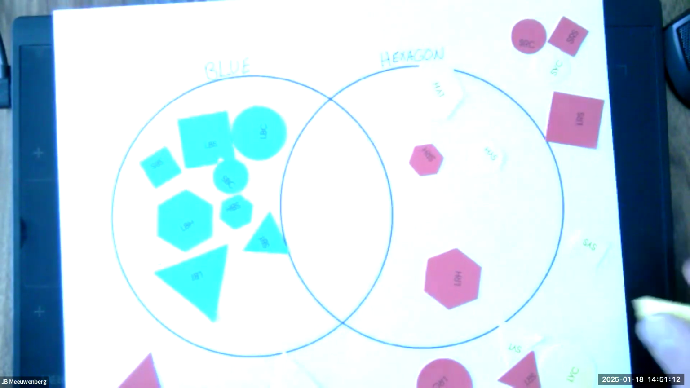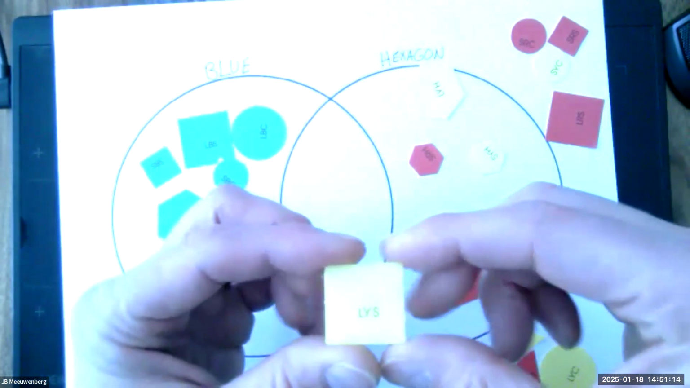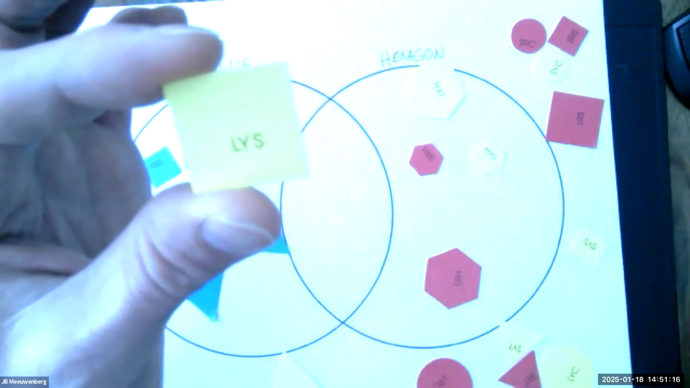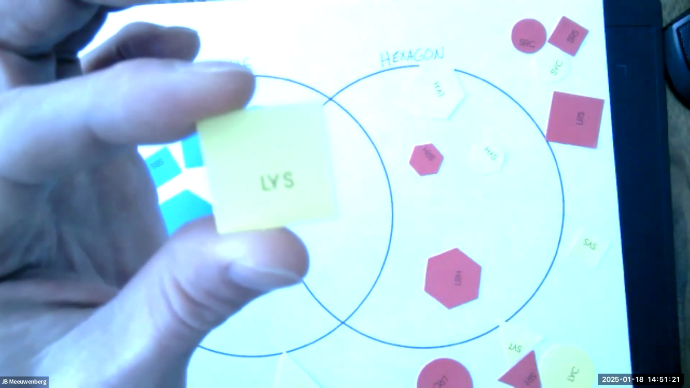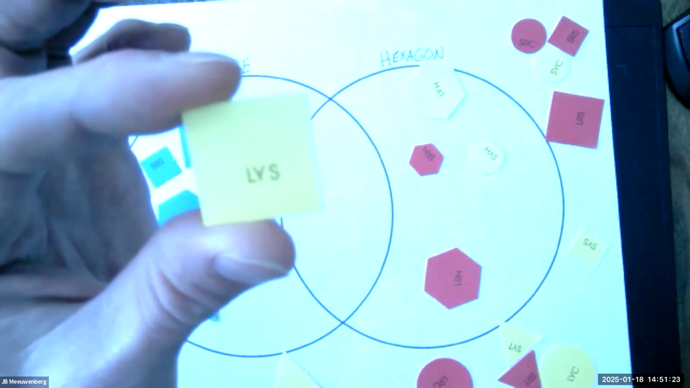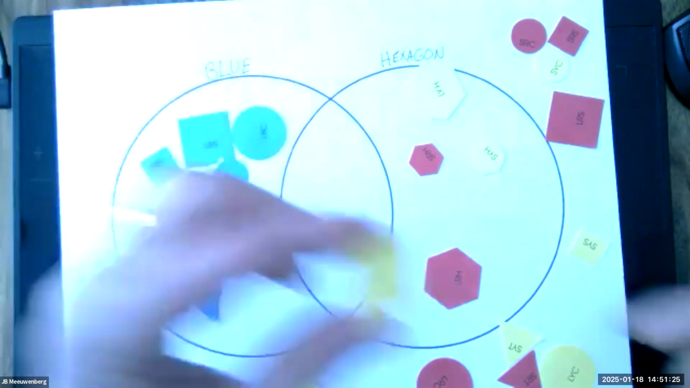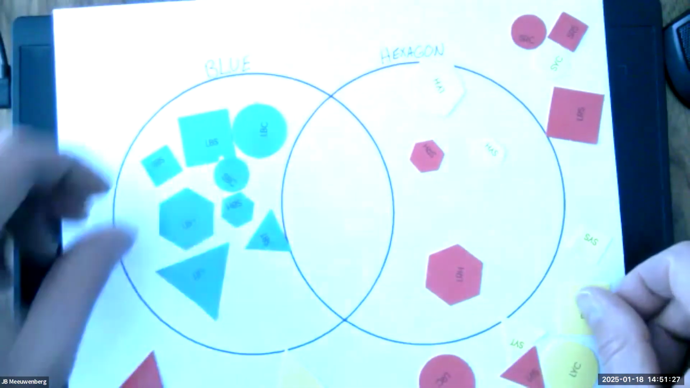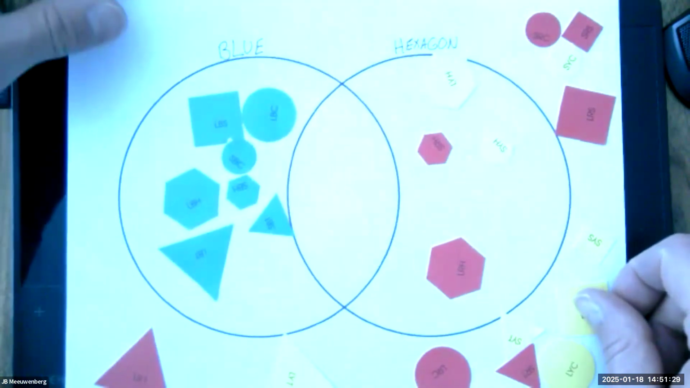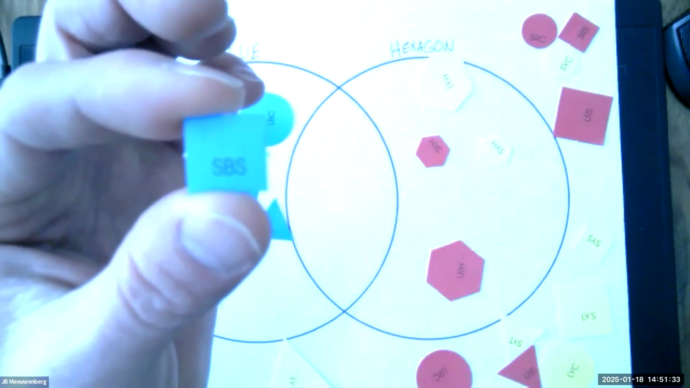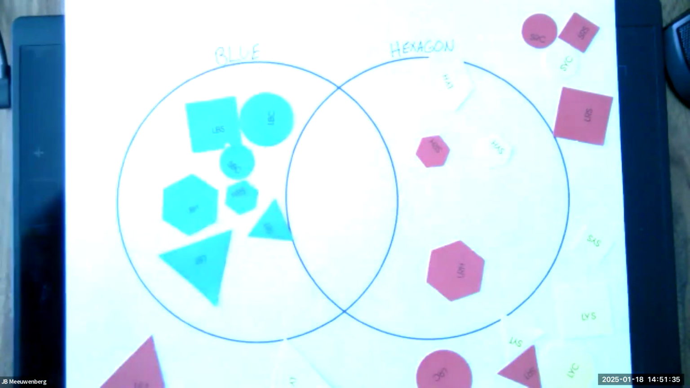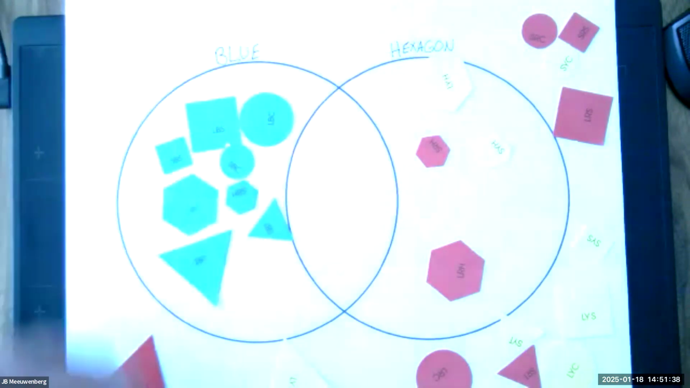One other thing you might have noticed, maybe or maybe not, but these all have labels on, right? So this one says LYS, which stands for 3 different characteristics. It's large, it's yellow, and it's a square. If we come up to, say, this one, this fellow right here, so this one says SBS. It's a small blue square. So they all have these labels as well.